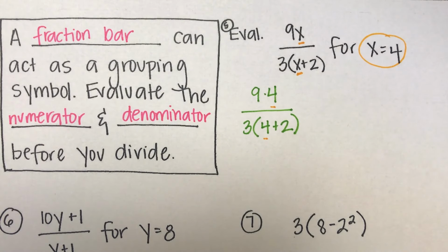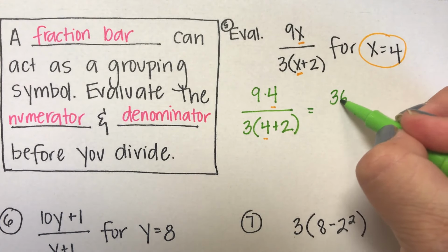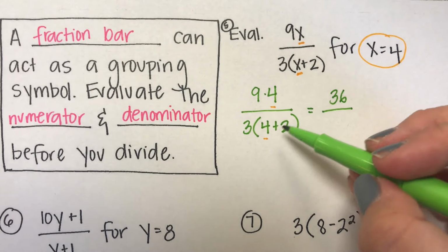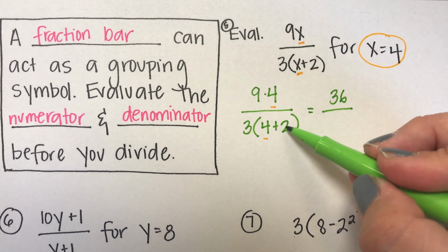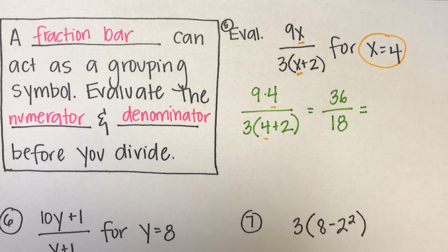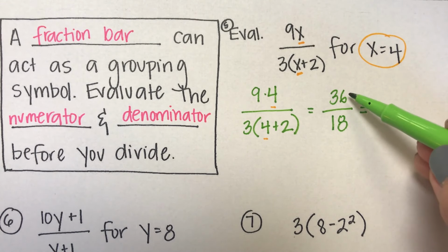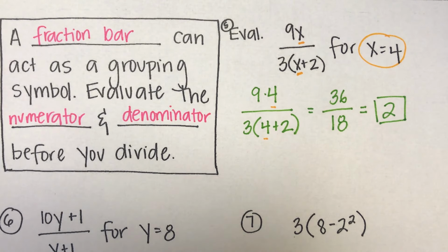So I've set myself up. Now I'm going to evaluate the numerator. 9 times 4 is 36. Then I'm going to evaluate the denominator. I have to do the parentheses first. 4 plus 2 is 6, and then 3 times 6 is 18. Now that these are both simplified, 36 divided by 18 is 2, and that's my final answer.